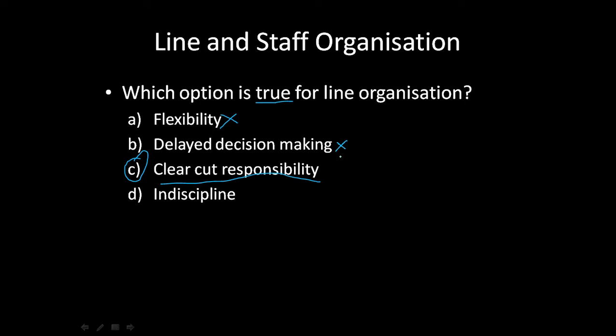Is it true that there would be delayed decision making? Not necessarily. Generally the decision making is very fast in line organization. Why? Because there's just one body which is taking decision. No need for getting into a round table conference to take a decision. So there will not be delayed decision making. And is there indiscipline? Not at all. There's full discipline in line organization. That is why the option that fits true for line organization is only clear-cut responsibility. Others are not true for line organization.